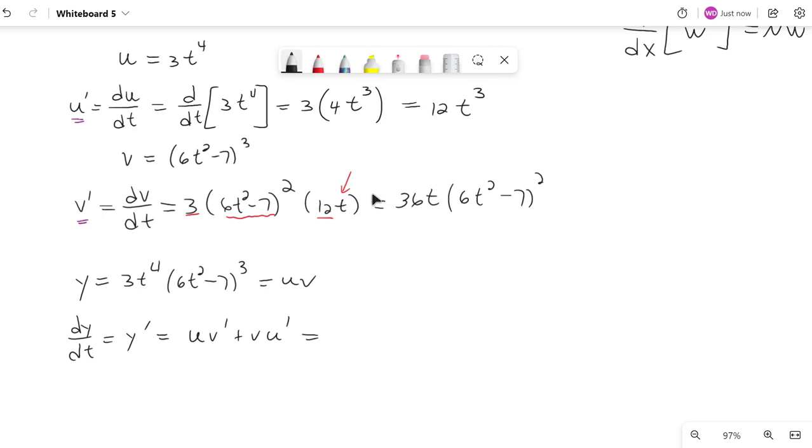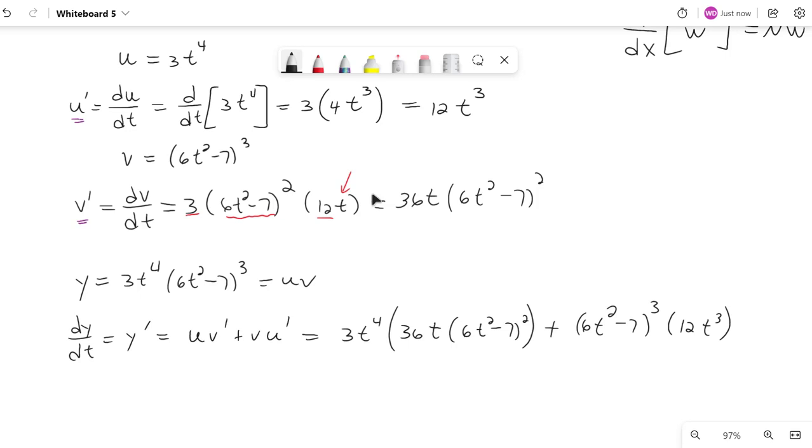All I have to do then is just replace everything. So u was 3t to the 4th times v prime, which is 36t times 6t squared minus 7 quantity squared. And then I have plus, then I have v, which is 6t squared minus 7 cubed times u prime. And u prime was 12t cubed. Okay, there you go. That's the derivative, actually. That's the answer.